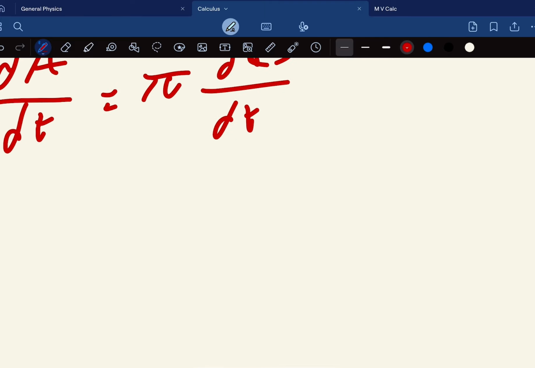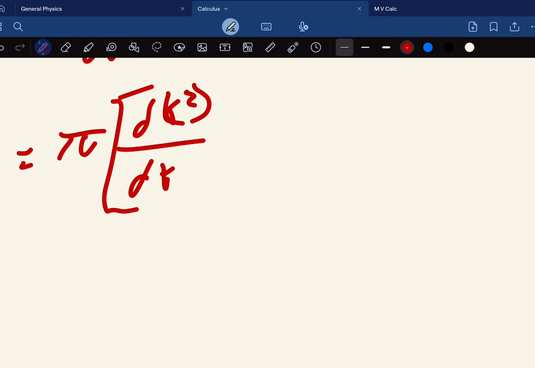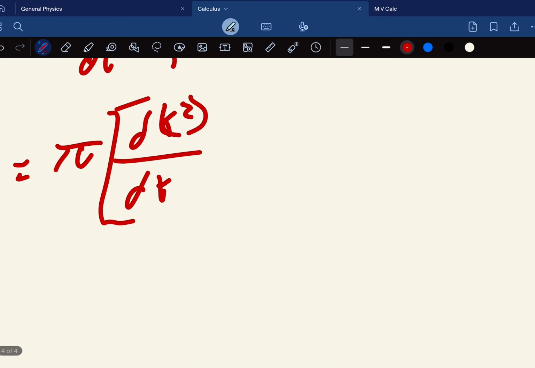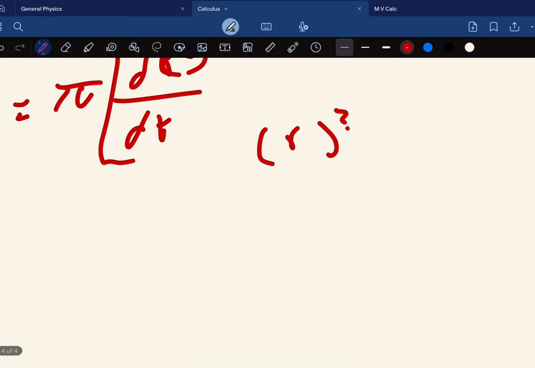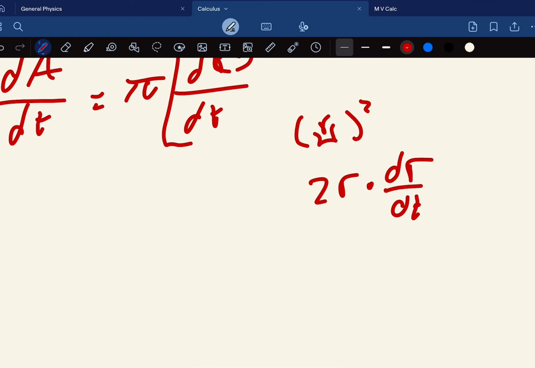For this problem, we are going to be using implicit differentiation as well as chain rule. So our outside function in this case is going to be the squared part, and our inside function is going to be just r. So our chain rule tells us that this is going to be 2 times r, as that is the derivative of the outside when you keep the inside the same, times the derivative of the inside, which is dr over dt. Now this is all multiplied by pi, and this is equal to the derivative of our area with respect to time.